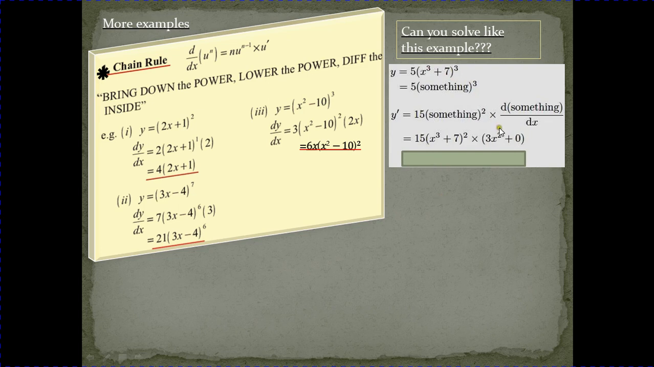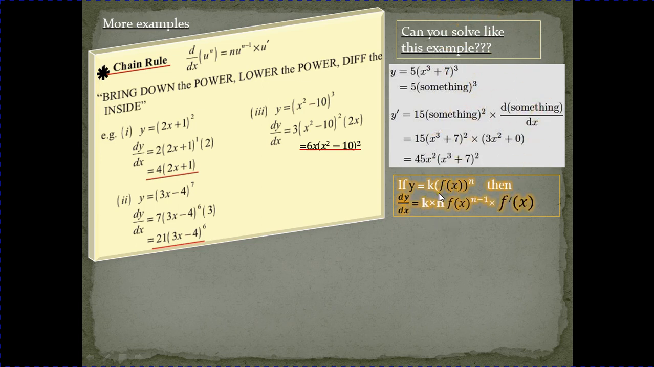Last, you can multiply 15 by 3x squared. It will be 45x squared, and put the bracket again. It will be x cubed plus 7 whole power 2. Then if y equals k multiplied by the function power n, then dy by dx will be k multiplied by the power, and put the function, subtract the power minus 1, multiplied by the differentiation of the function. Pay attention for the next example.